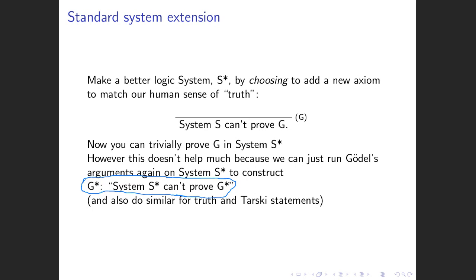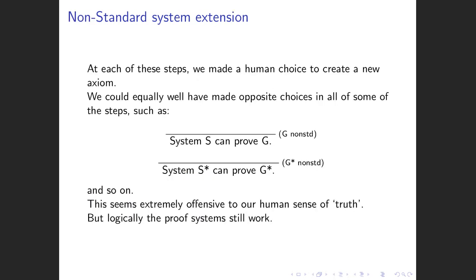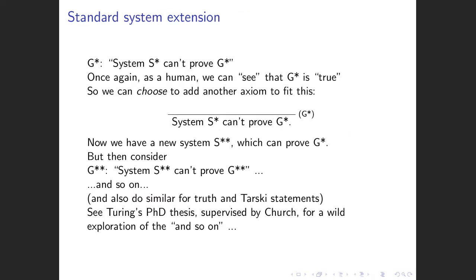So, once again, we might go in as a human being and offer to help. The computer is going to say, I can't decide this. The problem is choice. You, human, need to come and make the choice for me. So at this point, we're going to add this as another axiom. Now we're going to add this new axiom as well: system S star can't prove G star. Now we've got a new system called S star star, which can prove G and G star.